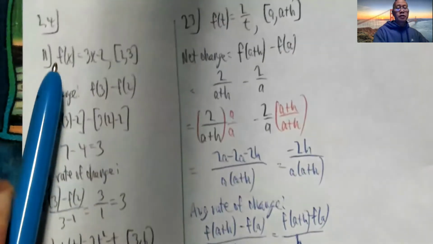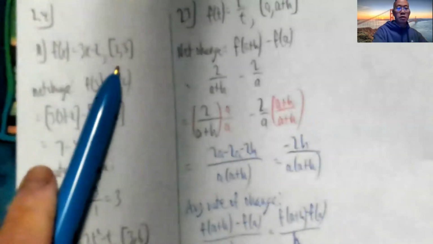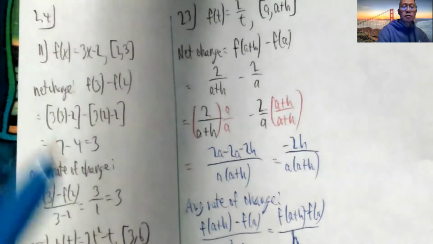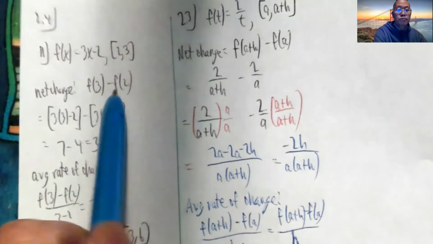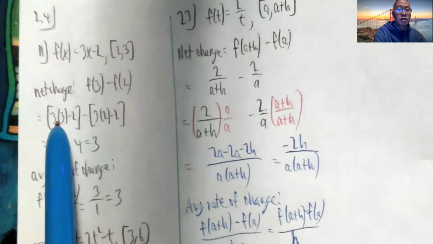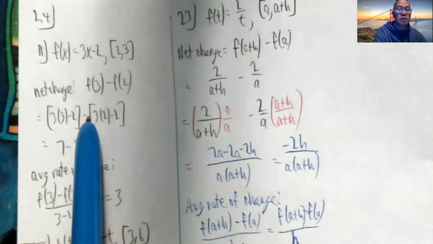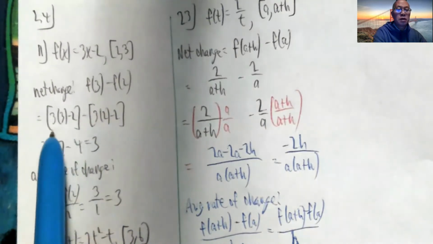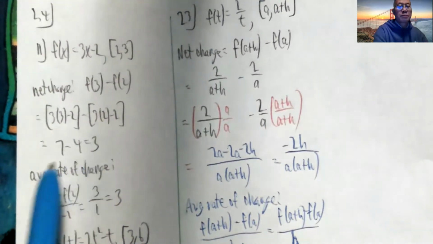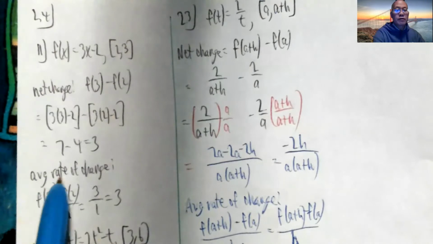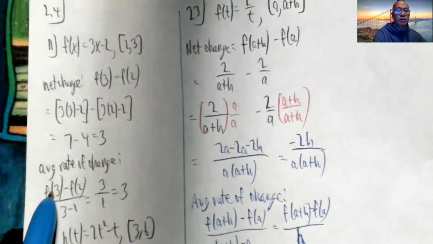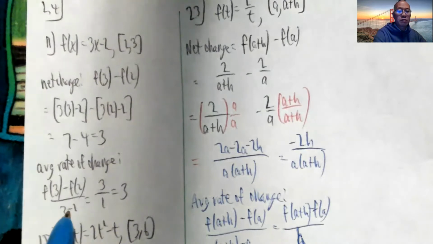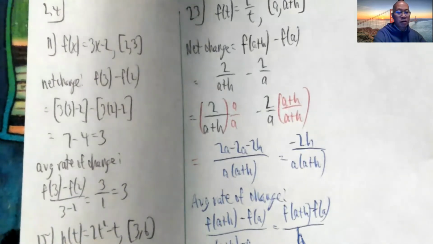So average rate of change of f of x equals 3x minus 2 between 2 and 3. The net change means f of 3 minus f of 2. So f of 3 is 3 times 3 minus 2. F of 2 is 3 times 2 minus 2. 7 minus 4, 3. Average rate of change is basically the slope of the line joining the 2 points. It's f of 3 minus f of 2 divided by 3 minus 2. 3 divided by 1 equals 3.